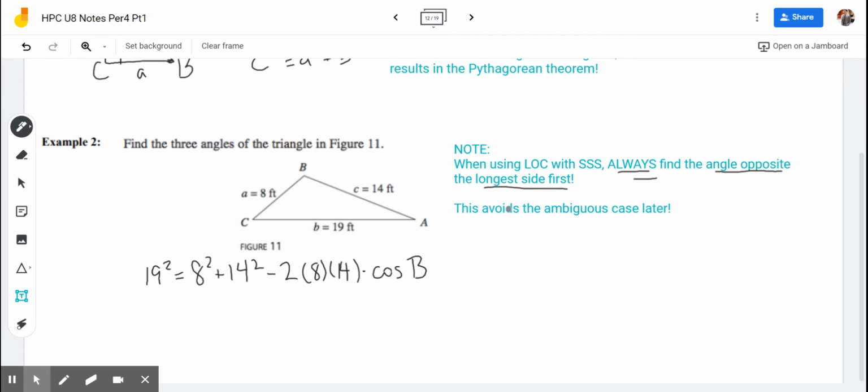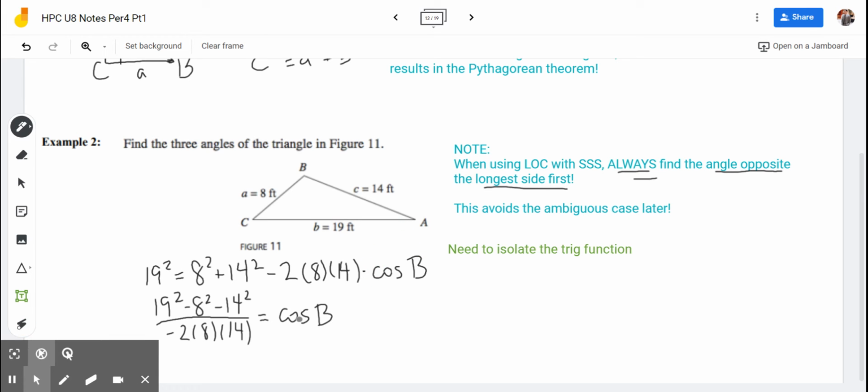Okay, and what we want to do to try to solve for the angle is isolate the trig function. So I'm going to do a few algebraic operations all in one shot. We would have to move this 8 squared and this 14 squared over by subtracting both of these terms to the left side. And then the negative 2 times 8 times 14 is a coefficient, so we would just divide it over to the other side. So when you isolate the trig function, it should look something like this.